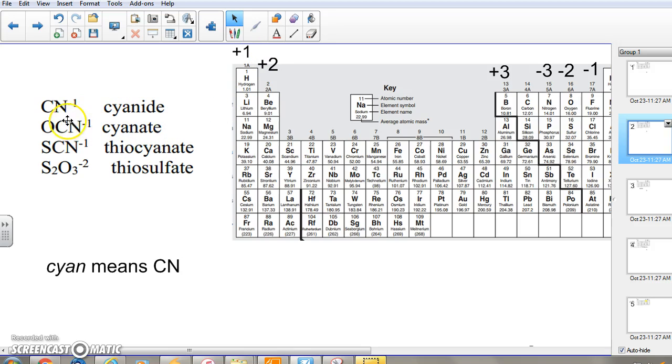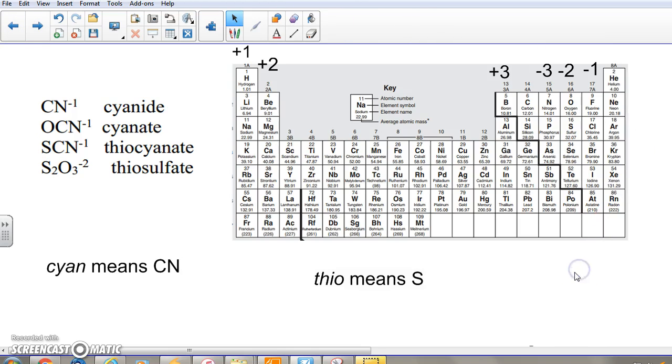So cyanide, CN, carbon, nitrogen, -1. Cyanate, carbon, nitrogen, but then you slap that oxygen in front of it. Charge remains -1. So cyanide, CN, -1, cyanate, OCN, -1. And then we get to these others that have the prefix thio in front of them, and they also both have sulfurs, so that is something you can remember, thio means sulfur, sulfur means thio. So here we have thiocyanate. We don't have O anymore, we have this thio, this sulfur in front, SCN, and the charge remains the same.